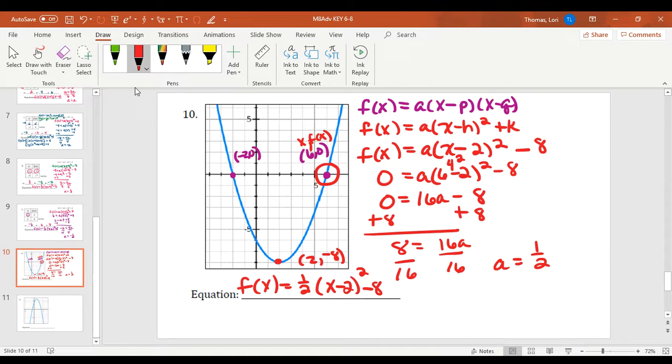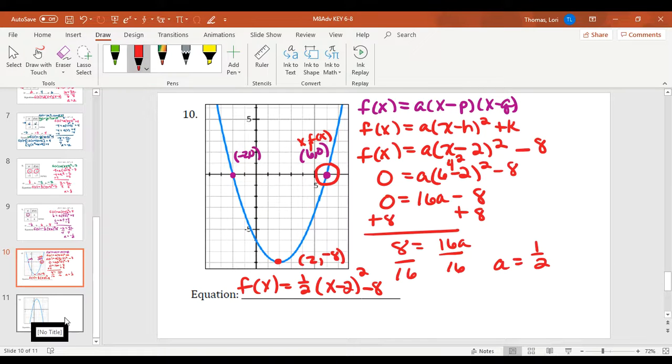So if they ask for you to put it in any quadratic form, then this is fine. But if they had asked you to give standard form, I would still do vertex first and then expand x minus 2 times x minus 2 and multiply that and then by 1/2 and then subtract 8 like we've talked about.